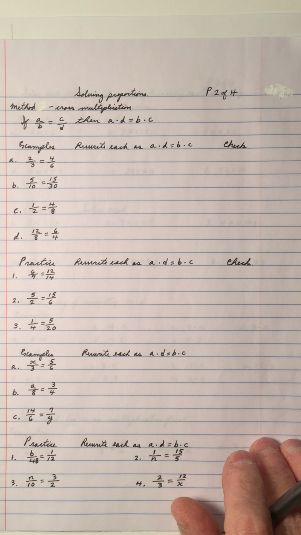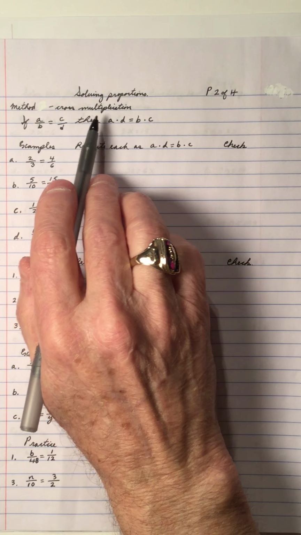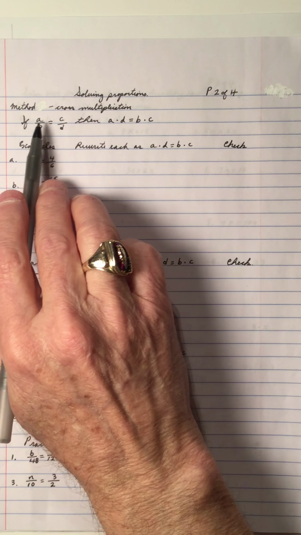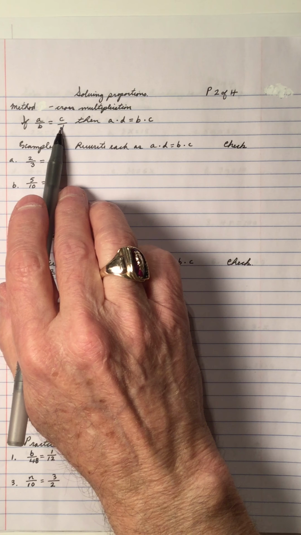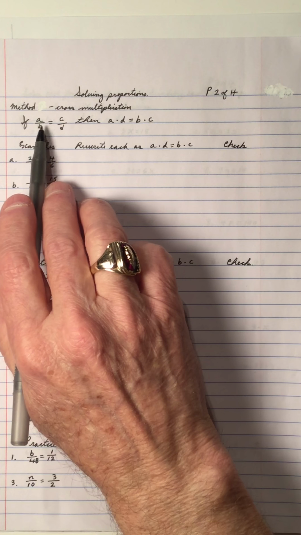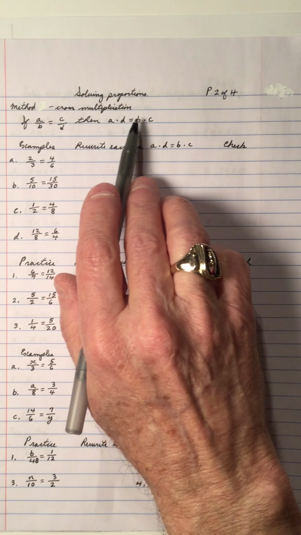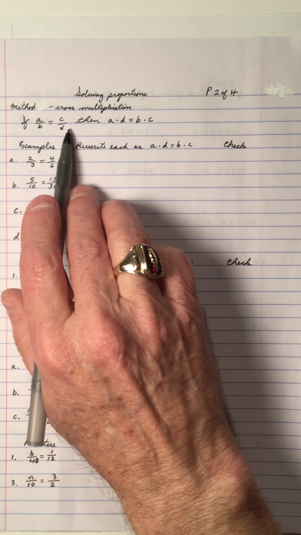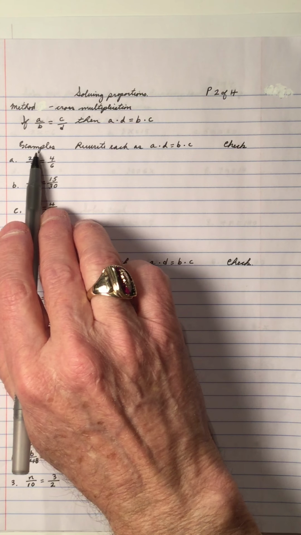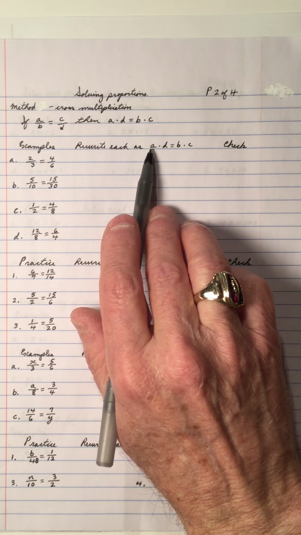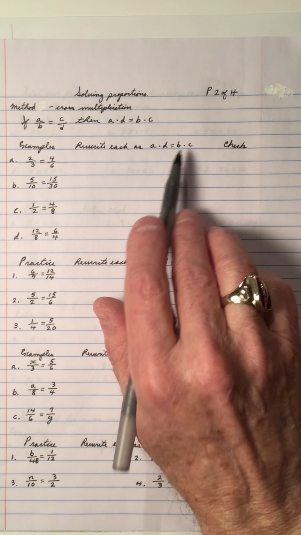Solving proportions. The method I'm going to use is cross multiplication. If A over B equals C over D, then A times D equals B times C. Cross multiplication examples: rewrite each as A times D equals B times C.